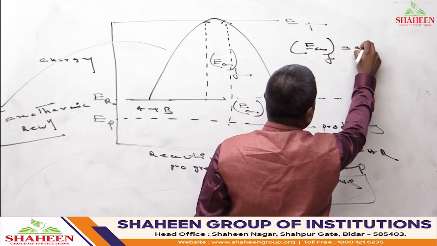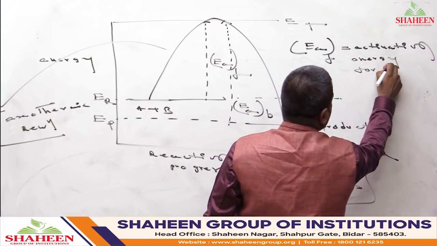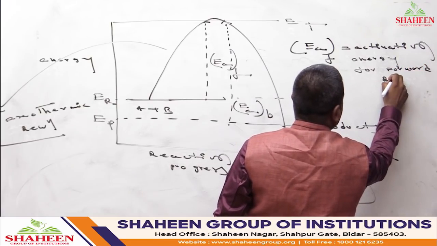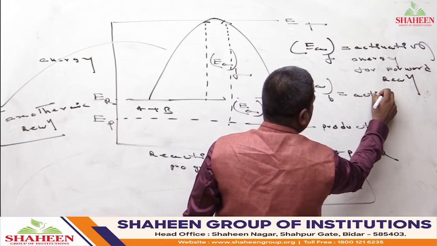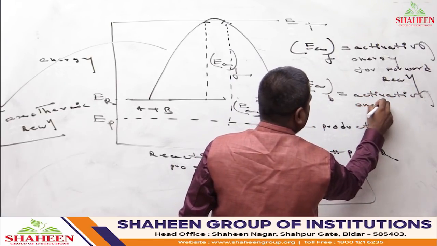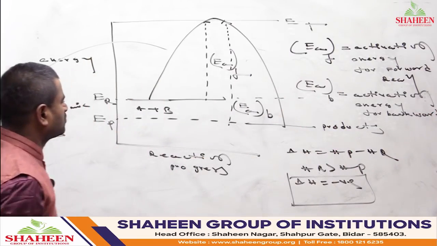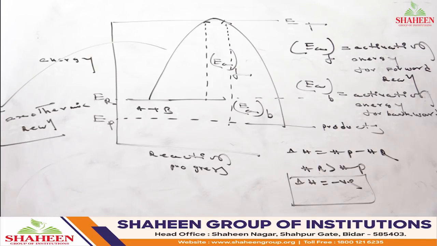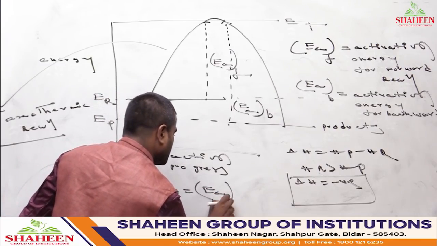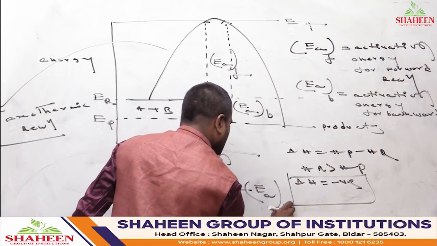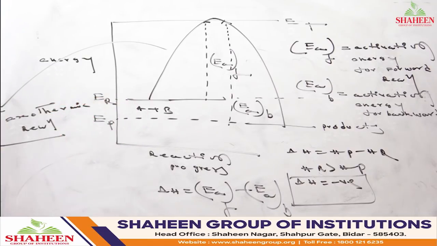EAF indicates what? Activation energy for the forward reaction. EA-B value indicates activation energy for the backward reaction. Here also delta H is equal to EAF minus EAB. But EAB, the backward activation energy, is more than the forward activation energy.